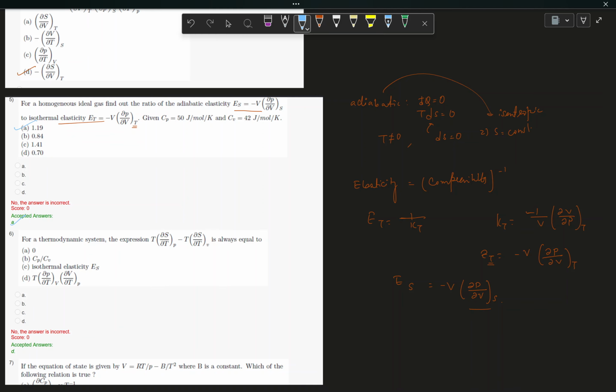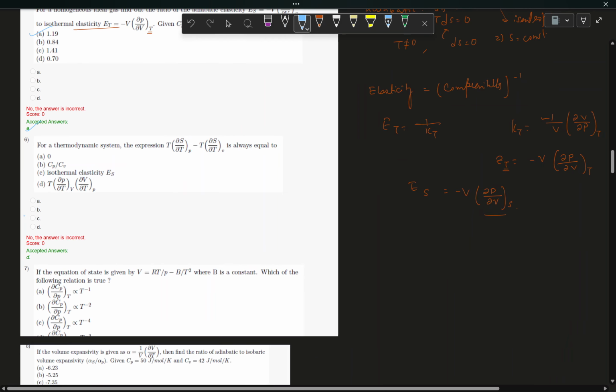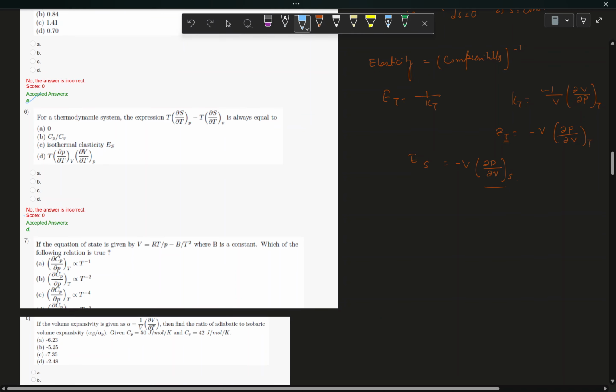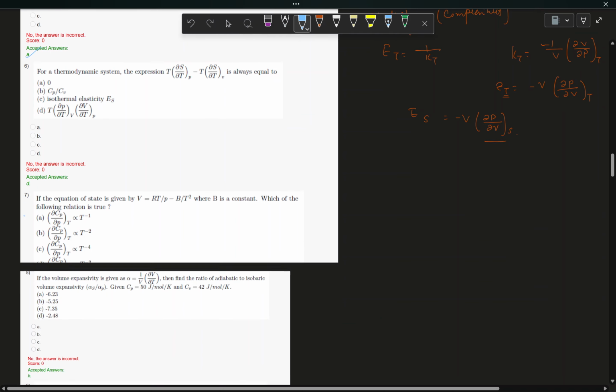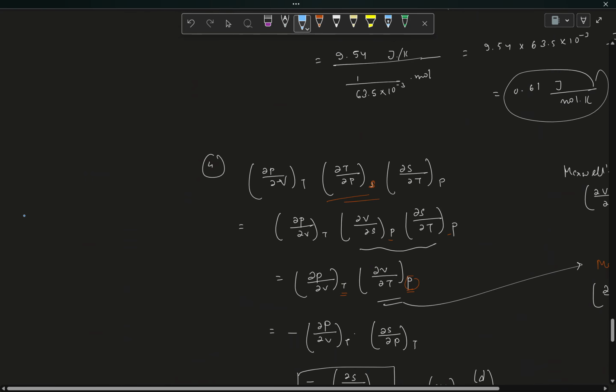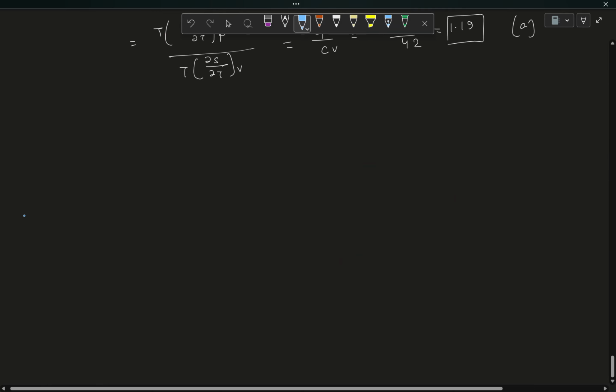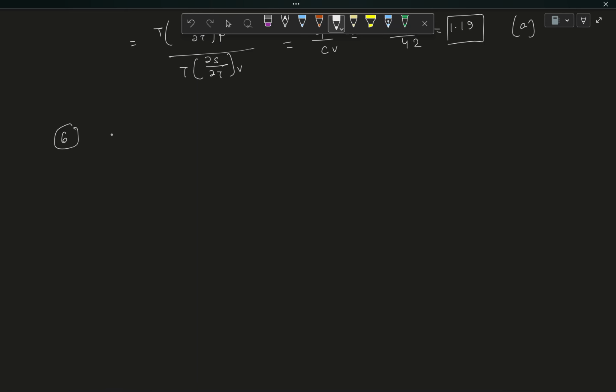So this is correct. Now question number 6 is, for the thermodynamic system, the expression T del S del T at P constant minus T del S del T at V constant is always equal to what? So again you have to place some adjustments and get to the answer. Now that pattern is somewhat familiar to you, you just have to know the relations, what term you need to convert it into, what will be more convenient, and based on that you go on.